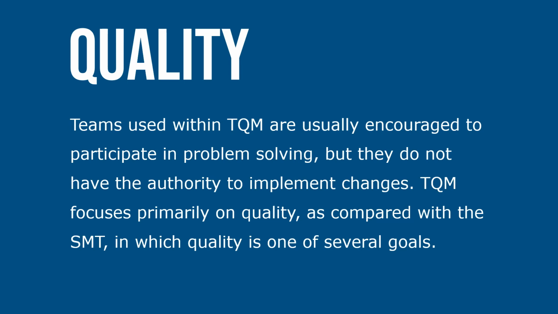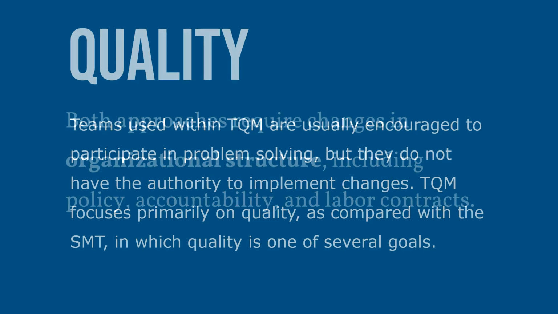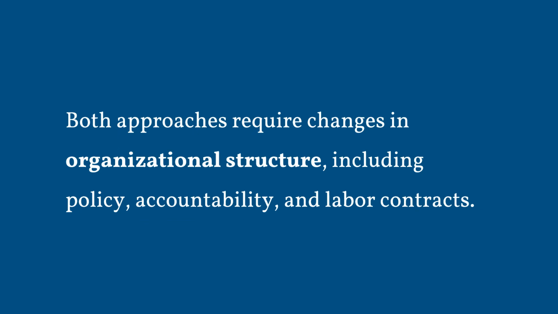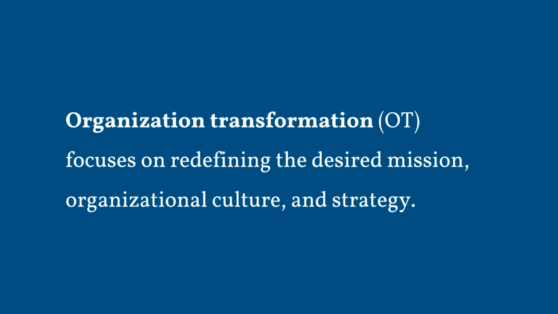Teams used with TQM are usually encouraged to participate in problem solving, but they do not have the authority to implement changes. TQM focuses primarily on quality, as compared with the SMT, in which quality is one of several goals. Both approaches require changes in organizational structure, including policy, accountability, and labor contracts. Organizational transformation, OT, focuses on redefining the desired mission, organizational culture, and strategy.